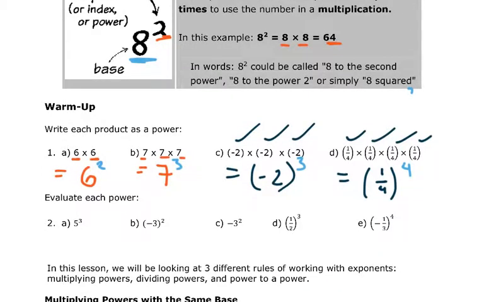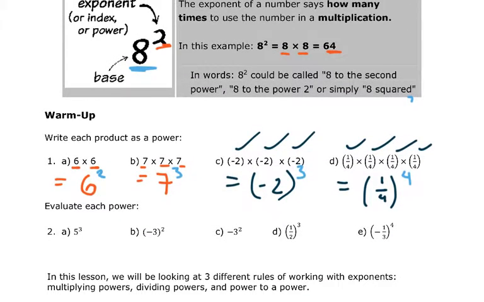Let's go in the opposite direction now. It says to evaluate each power. Our first one says 5 to the power of 3. What that means is 5 is being multiplied by itself 3 times. So this is going to look like 5 times 5 times 5, so 3 times. And if you put that into the calculator, that just equals 125.